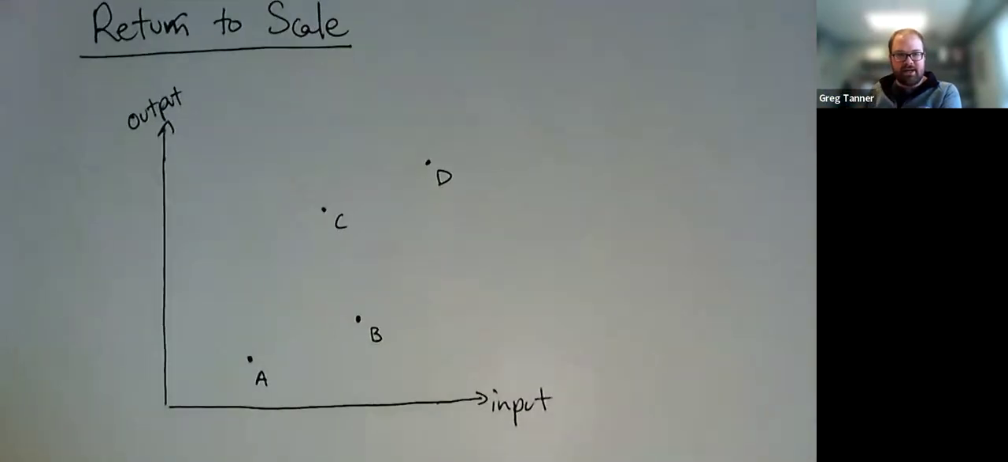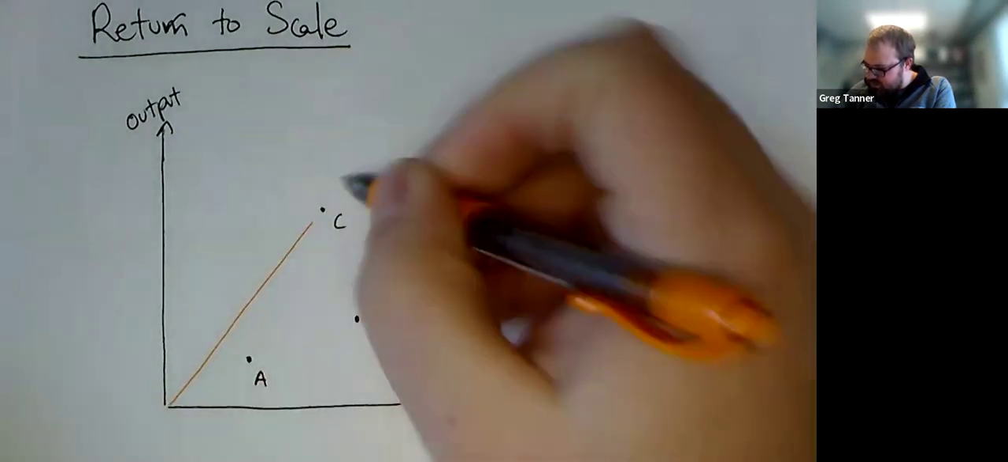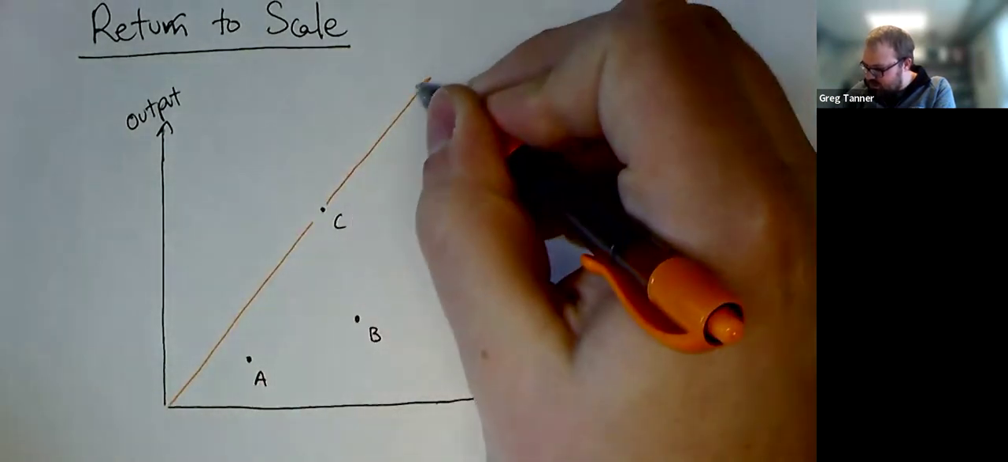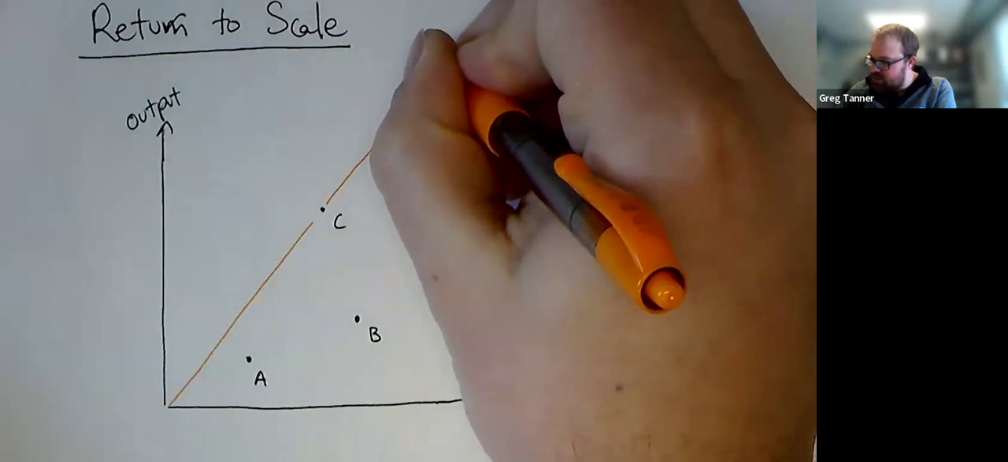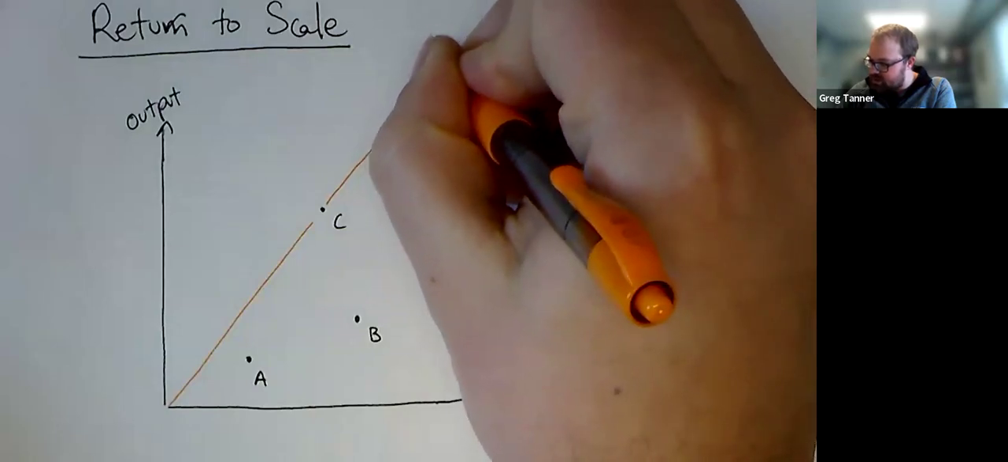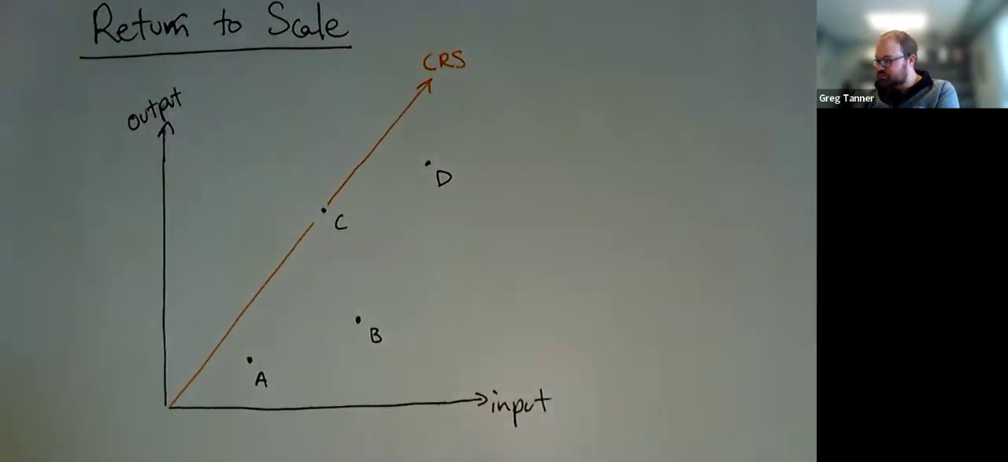Let's recreate that plot, and I'll redraw that line. And that line goes through C. It's the steepest one here. And that's the efficiency frontier for what's called constant returns to scale. So we'll call that CRS. Now, that's okay, but it bakes in this idea that you can scale up and scale down.